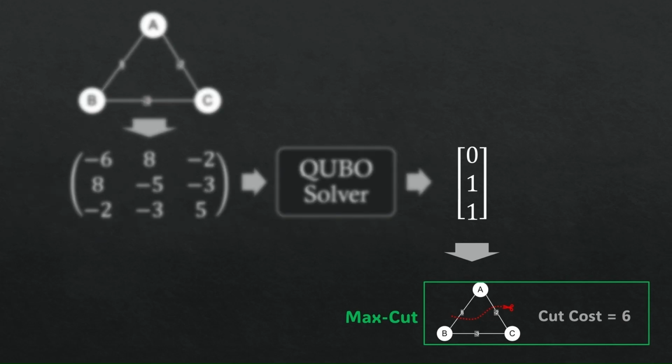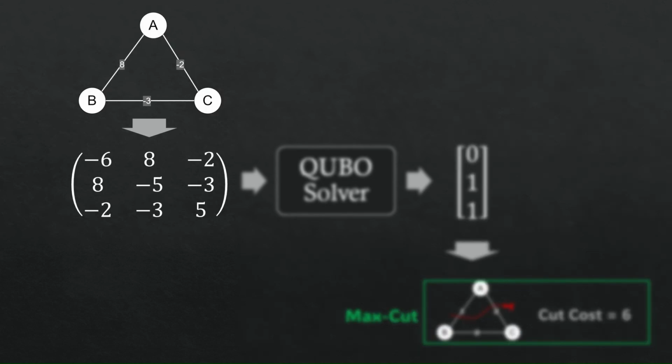Let's first focus on decoding the solution, which is very simple. The first binary value corresponds to the node A in the graph, the second corresponds to B, and the third corresponds to C. All those nodes that are assigned with 0 are separated from those nodes that are assigned with 1. In this case, A is separated from B and C with a cut cost of 6, which is the sum of the weights of the edges AB and AC which are cut.